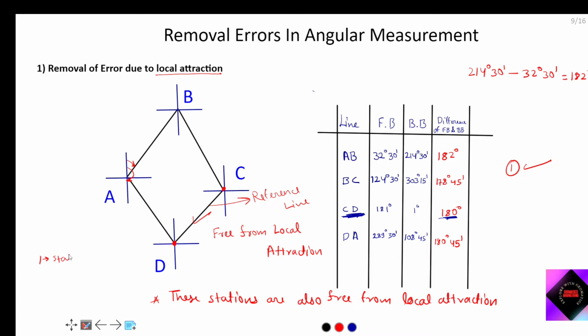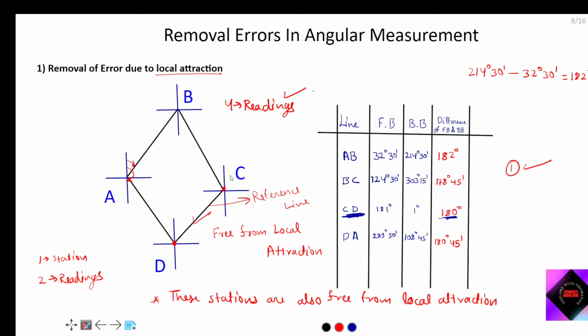One station, two readings. And here two stations are correct. That means our four readings are correct. So keep in mind that our four readings are correct. And what are those readings? Both readings from C station and both readings from D station.